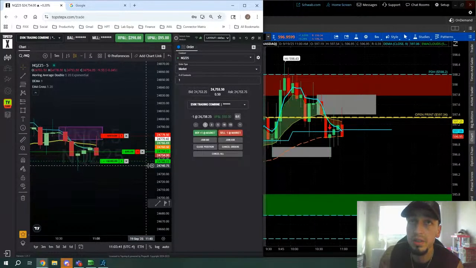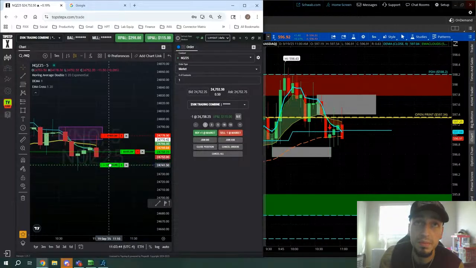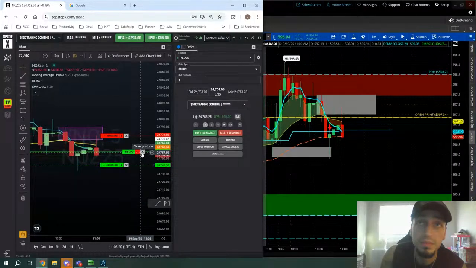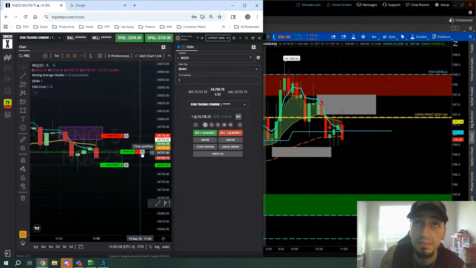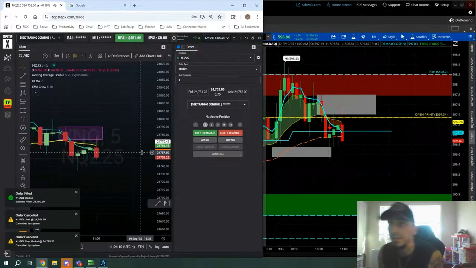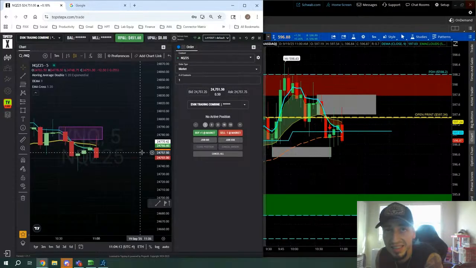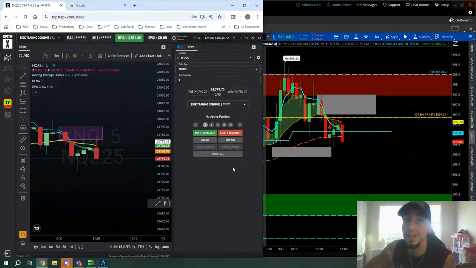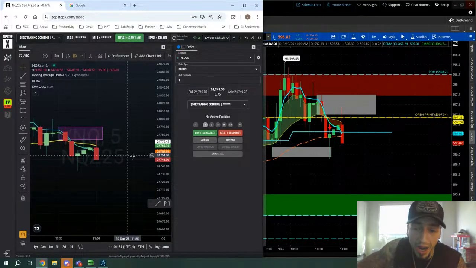Let's get the push. Let's get the push. 115. 60, 180. Bam. Take it. In and out. These candles are just sketchy. It's a good play though. 450. And then we'll find another opportunity.